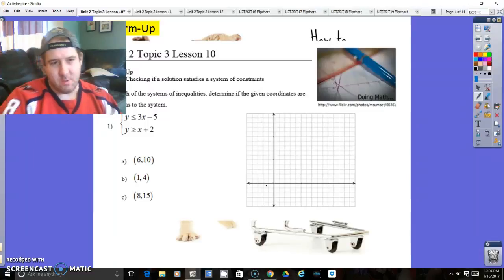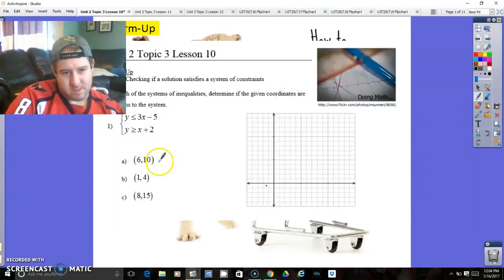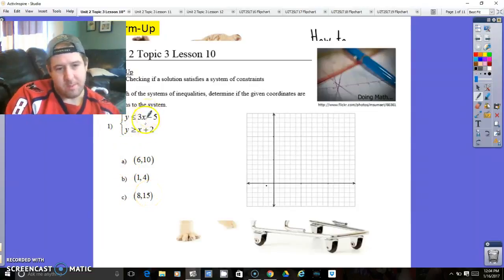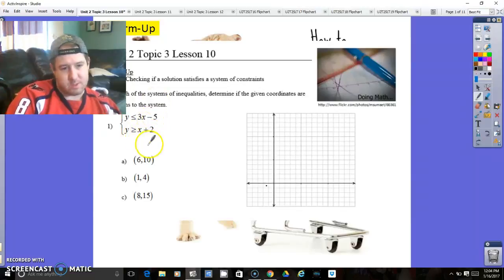And we are going to continue our system of inequalities, solving them, and that's what we're going to do on the warm-up. We're going to test whether or not A, B, or C, which one of these answers will meet the criteria for this system of inequalities. Put 6 in for X and 10 in for Y and see if it works.